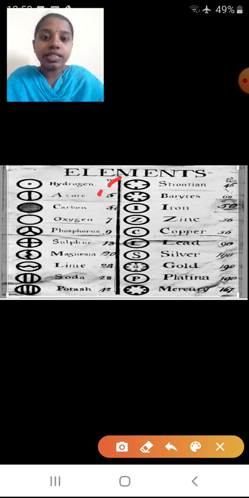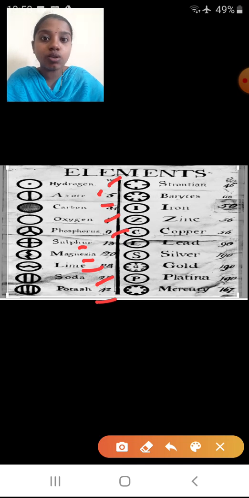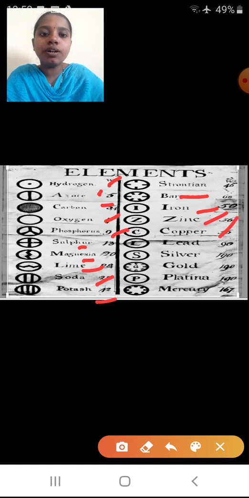Okay, azote. Then you can see carbon is there, a circle, darkened one. Oxygen, you can see only a circle. Phosphorus, sulfur, magnesia is magnesium. Okay, lime, soda, potash. Then you can see here strontian, which we call strontium now. Then iron, zinc, copper, lead, silver, gold, platina, mercury. All these have got different symbols. Yes, these symbols were used previously, but now we don't use them.